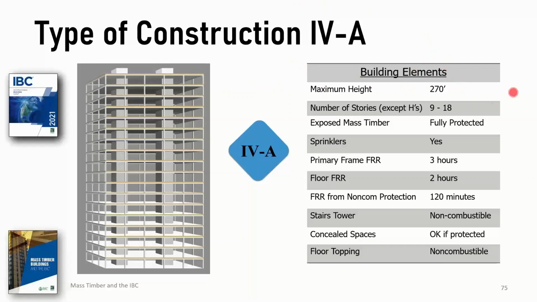But anyway, type 4A, a little summary table. For some occupancies up to 270 feet. Number of stories varies by occupancy. Fully protected mass timber. Sprinklers, yes. And we had the question in the morning, what are all these required to be sprinklered? Sprinkler requirements are the same.